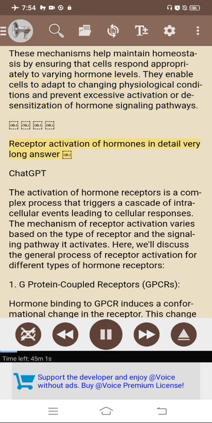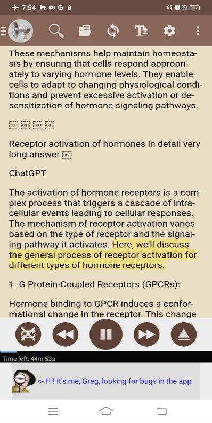Receptor activation of hormones in detail. The activation of hormone receptors is a complex process that triggers a cascade of intracellular events leading to cellular responses. The mechanism of receptor activation varies based on the type of receptor and the signaling pathway it activates. Here, we'll discuss the general process of receptor activation for different types of hormone receptors.